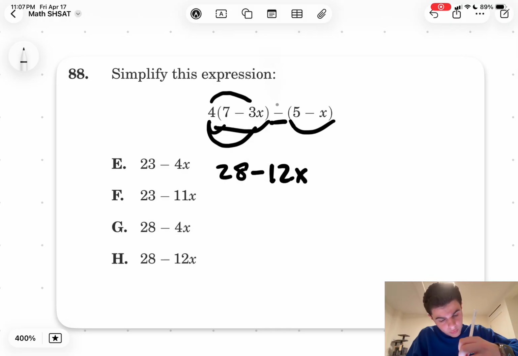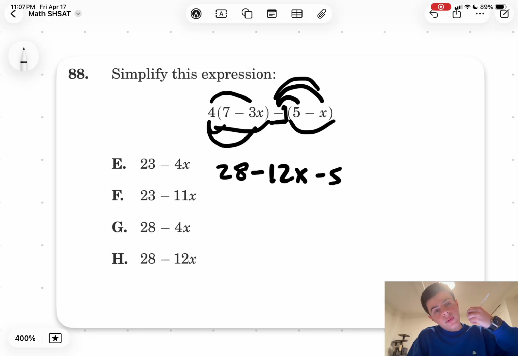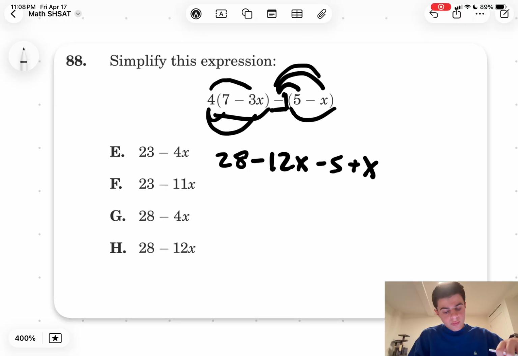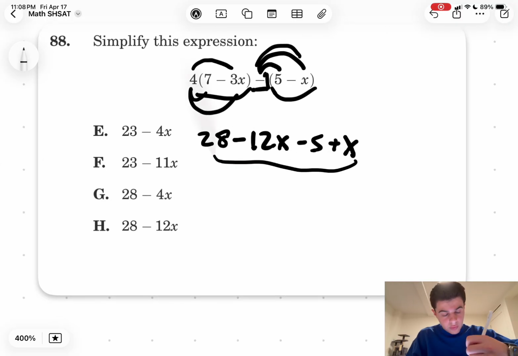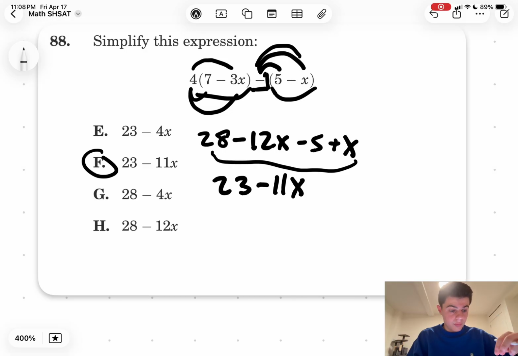Right, and now we have this minus, so that acts like a -1, pretend there's a little 1 there. We're just going to expand it out, and this is a common mistake people make. So -1 times 5 is going to be -5. -1 times -x is going to be plus x. This is a key mistake people will make. Now that we have everything in simple pluses and minuses, we can just combine like terms. So 28 minus 5 is going to be 23, and -12x plus x is going to be -11x. So you have 23 minus 11x, which is answer choice F.